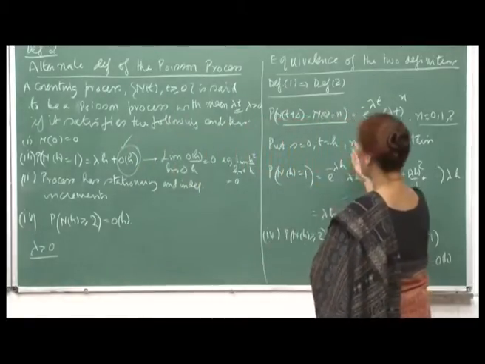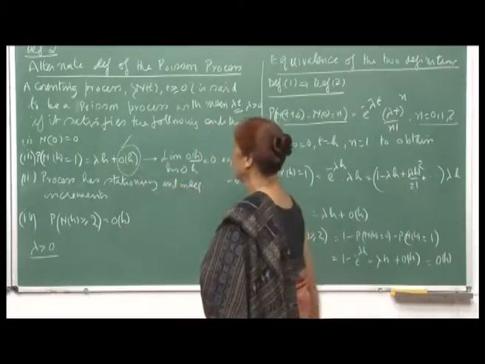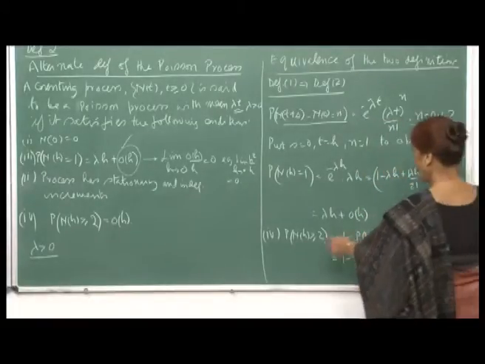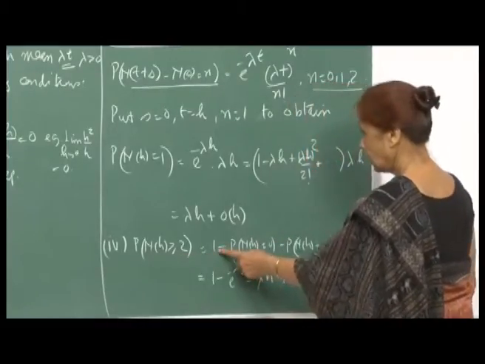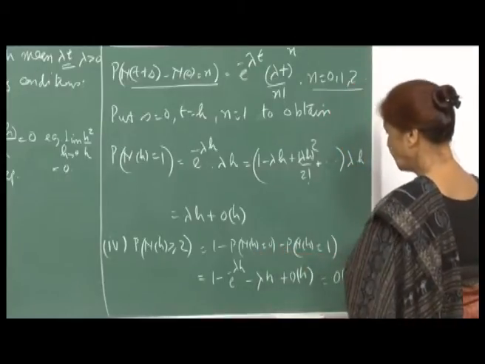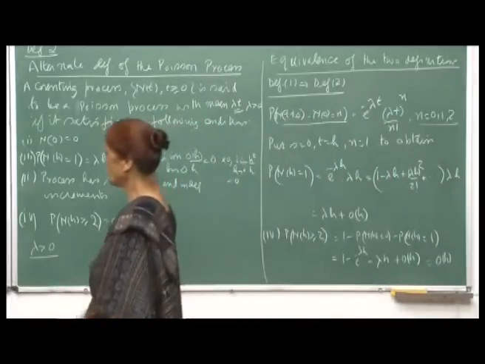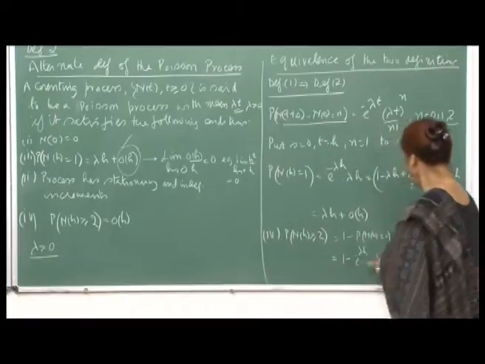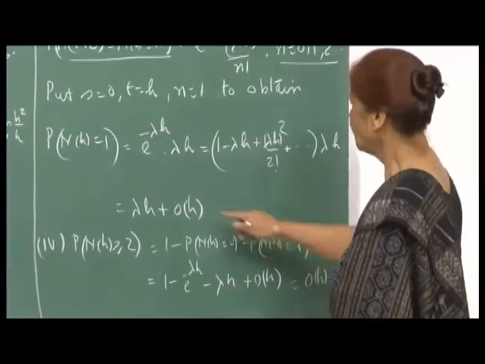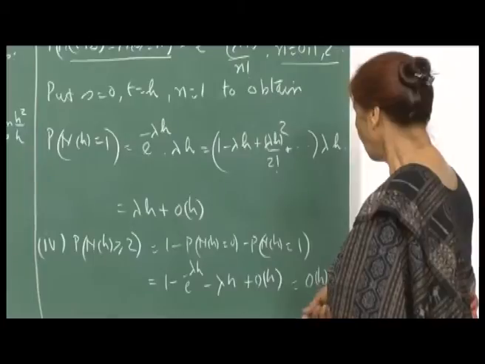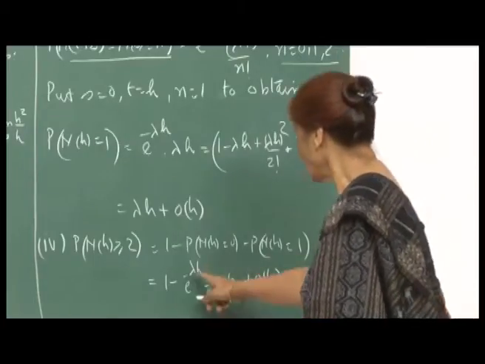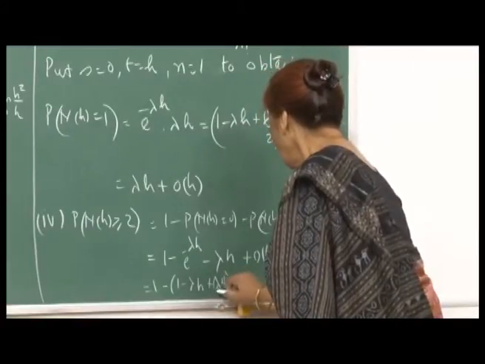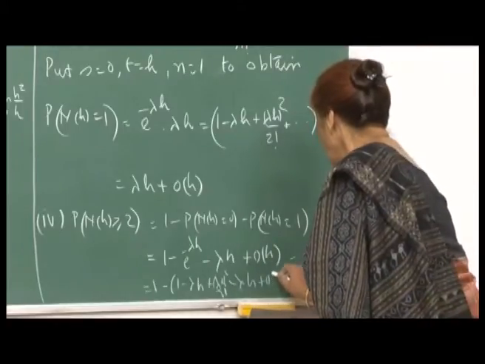So, that means your condition 3 is satisfied for the second definition, and similarly it is also implied from here, because when you want to compute the probability N(h) greater than or equal to 2, this will be 1 minus probability N(h) equal to 0 minus probability N(h) equal to 1. For N(h) equal to 0, since your definition says that when n is 0, the probability is e raised to minus lambda h, that is all. And the probability N(h) equal to 1, we have just computed. So, minus lambda h, and when you expand this, it will be 1 minus of 1 minus lambda h plus lambda h whole square by 2 factorial minus lambda h plus o(h).